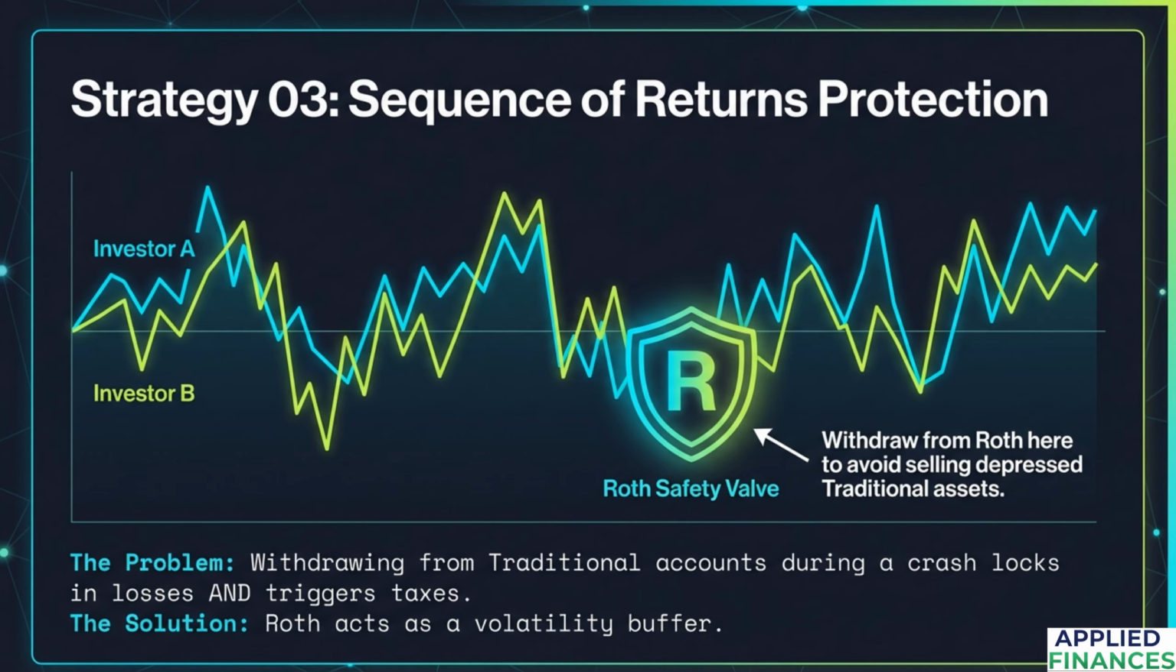We see this in the graph comparing Investor A and Investor B. The investor with the Roth safety valve can navigate the troughs of the market much more effectively than the investor who is forced to liquidate depressed assets. This tactical flexibility is one of the most underrated benefits of having a diversified tax portfolio. It is not just about the tax rate, it is about having the right tools to manage risk during the distribution phase of your life.